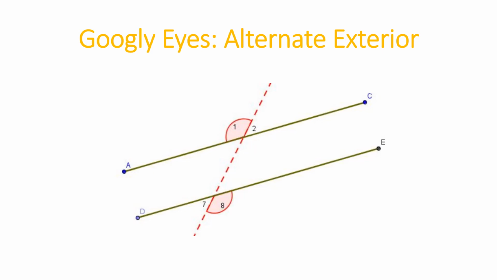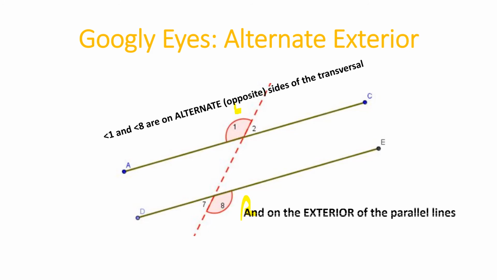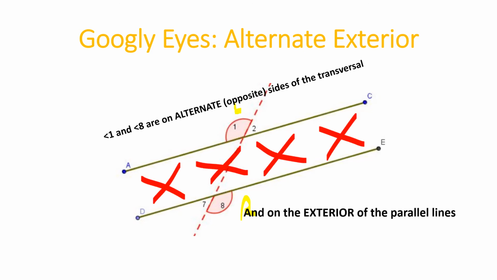All right, however, now we're back to alternate and not interior this time. It's not the Z. It's like alternate opposite sides of the transversal. So left side, right side. Exterior, they're on the outside. Okay, so 1 and 8 are on opposite sides of the transversal, and on the exterior, on the outside of the parallel lines, not on the inside.